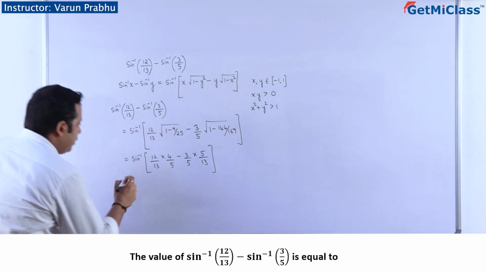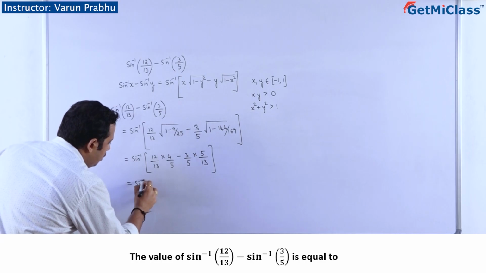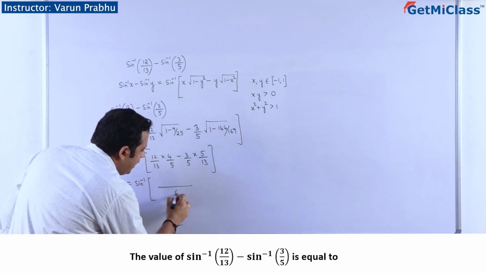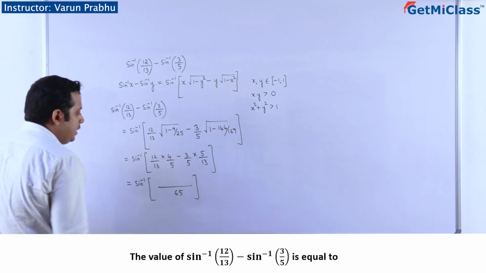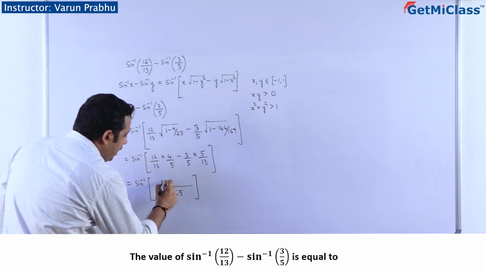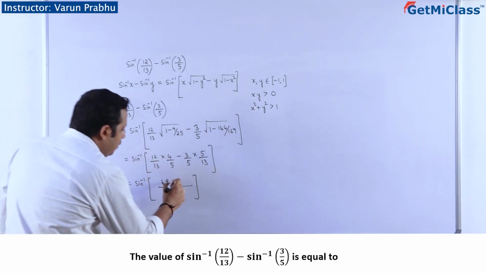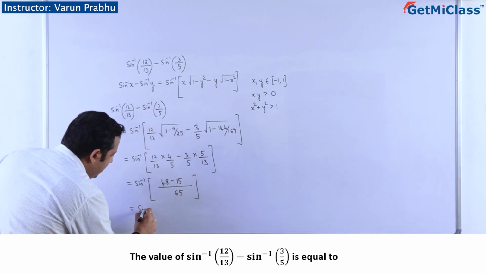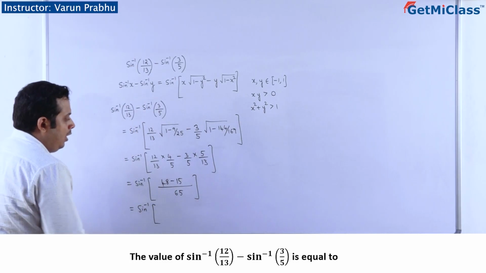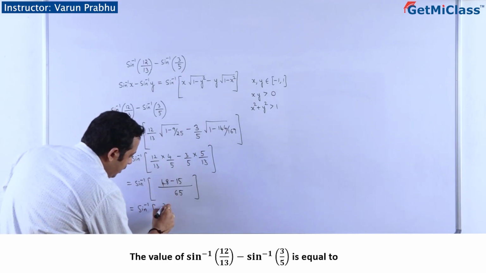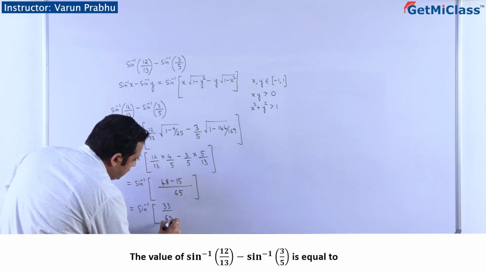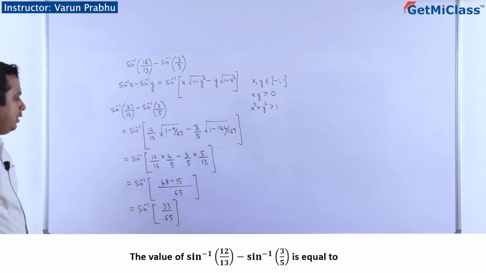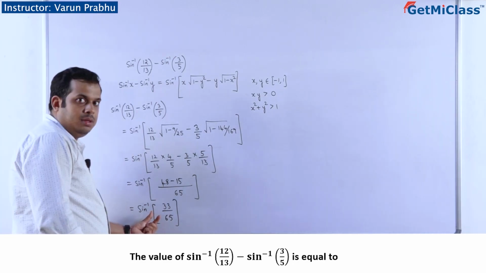So your answer to the question here will be sine inverse of, don't go to cancel this, instead directly take the LCM, collective LCM will be 65. 12 fours are 48 minus 15, so 48 minus 15 will be equal to 33 divided by 65. Sine inverse of 33 divided by 65.